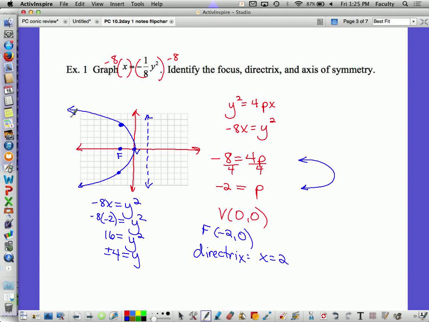So you're going to plot your vertex and just one other pair of points. All right, the axis of symmetry. The axis of symmetry is horizontal. An axis of symmetry goes through the focus and the vertex. So that would be y equals 0. So let's double check our work. I have the vertex, the focus, the directrix, and the axis of symmetry. Okay? All right, let's do another one.